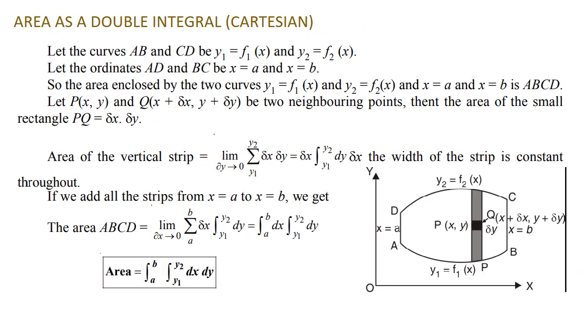Next, we are going to see how to find the area in Cartesian form using a double integration. So to find area in Cartesian form using double integration, the general formula is integral of a to b, integral of y1 to y2, dx dy. So let us see sums based on this, which will make this concept clear.